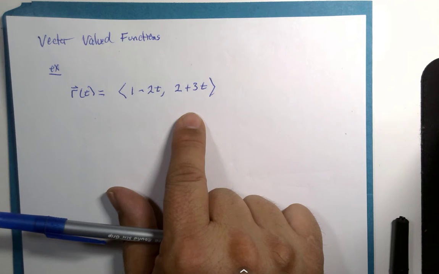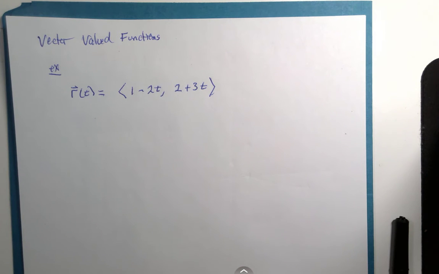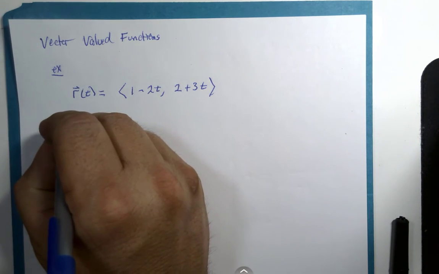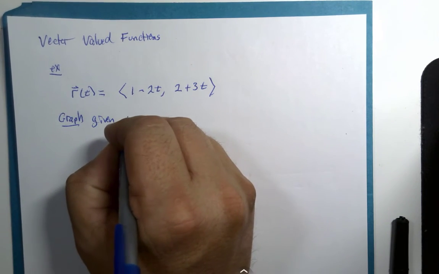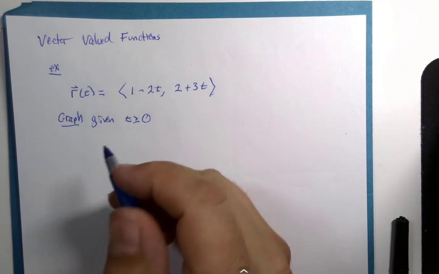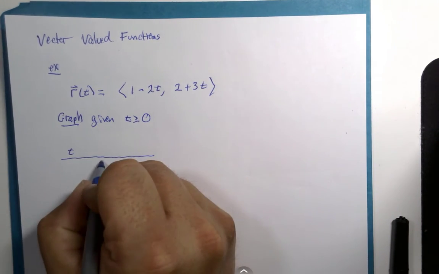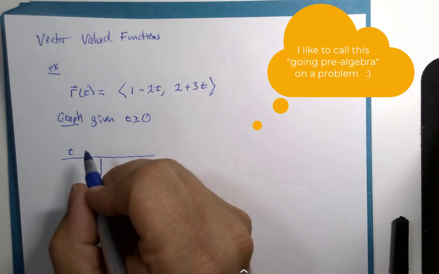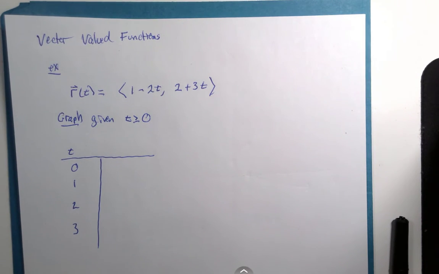And I know if you surf around through other channels, there's plenty of examples of IJK notation and linear algebra notation. So I'm being a little bit different here. Component form. So we're going to sketch this. We're going to graph, and given that t is greater than or equal to 0, if we plot points, t is 0, 1, 2, and 3, and we'll see if we need more points beyond that.